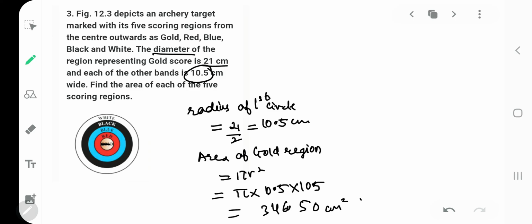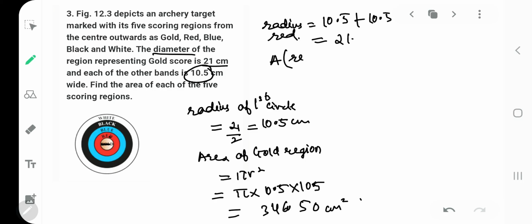So now the radius for the second circle, that is blue, will be 10.5 of gold plus 10.5 of your blue width. Every time you are increasing 10.5 centimeter width, so that will be 21. So radius of blue region you got 21. Clear? Now you will find area of your blue region, but, sorry, I'm getting confused. Red it is. Your second is red.